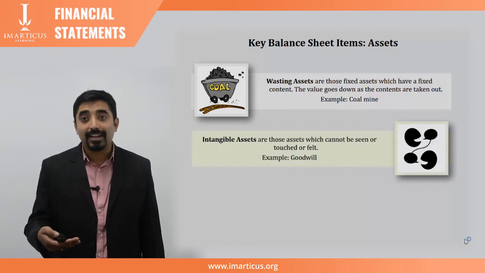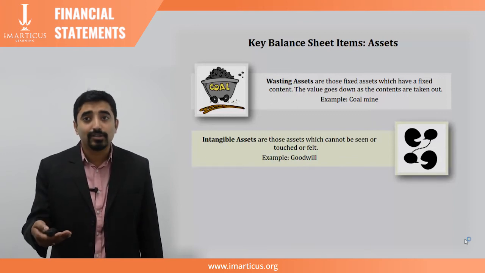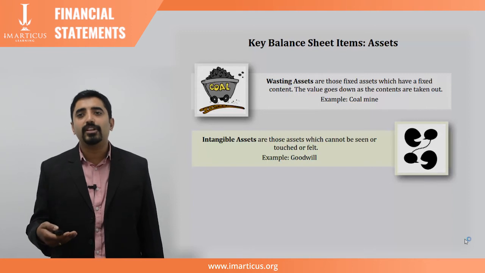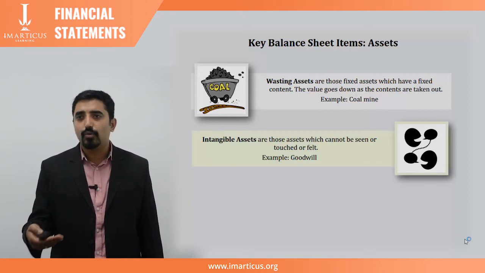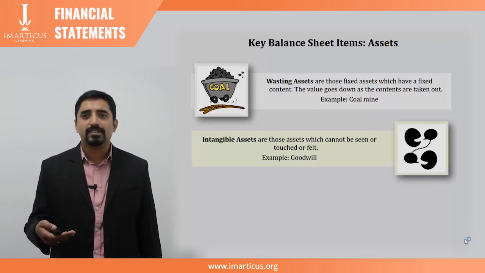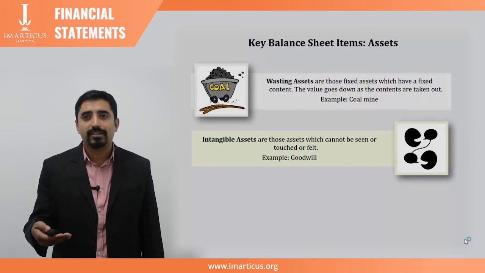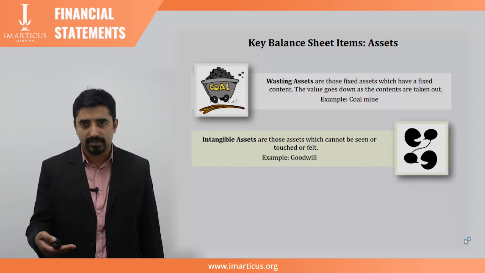Then there are intangible assets. What are intangible assets? Intangible assets are those assets which cannot be seen or touched or felt. Goodwill is an example of an intangible asset because there is no physical form to show. Intangible assets are not necessarily useless, they have value. Software is an example of an intangible asset. Patents are an example of an intangible asset.